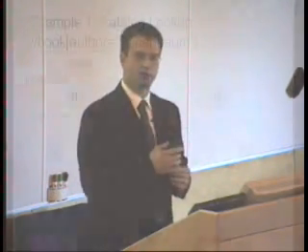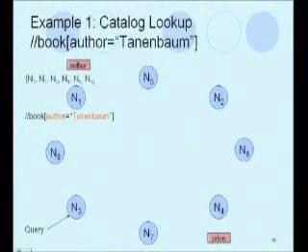The author summaries. In this case the summary can be a Bloom filter that you can give this predicate, and it tells you if data on a node has Tannenbaum in it, and of course it can give you false positives. It's basically summarizing all the values using some of the common techniques.